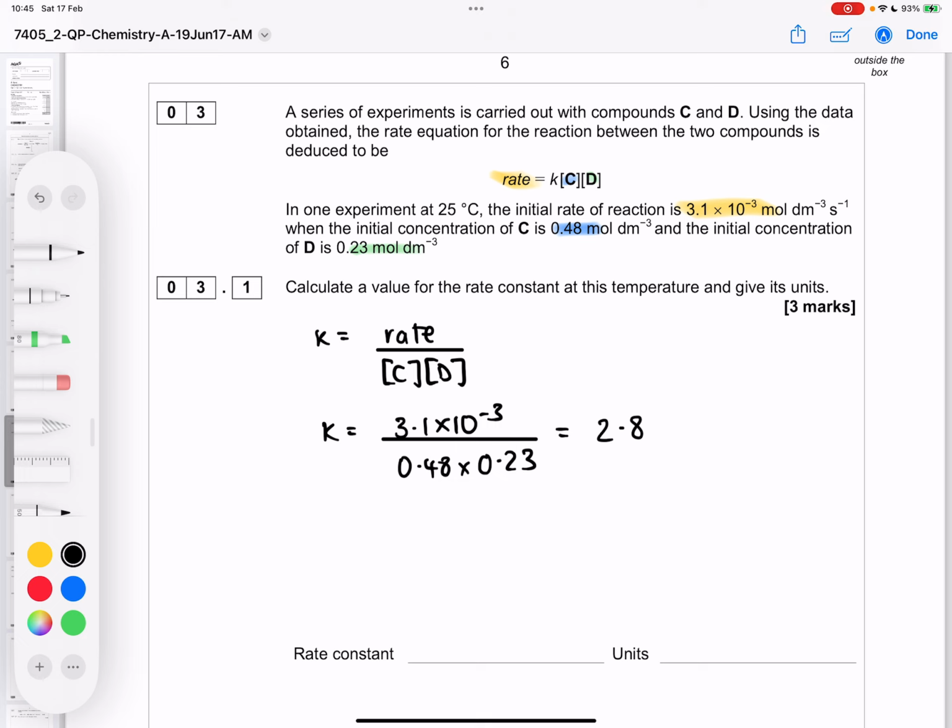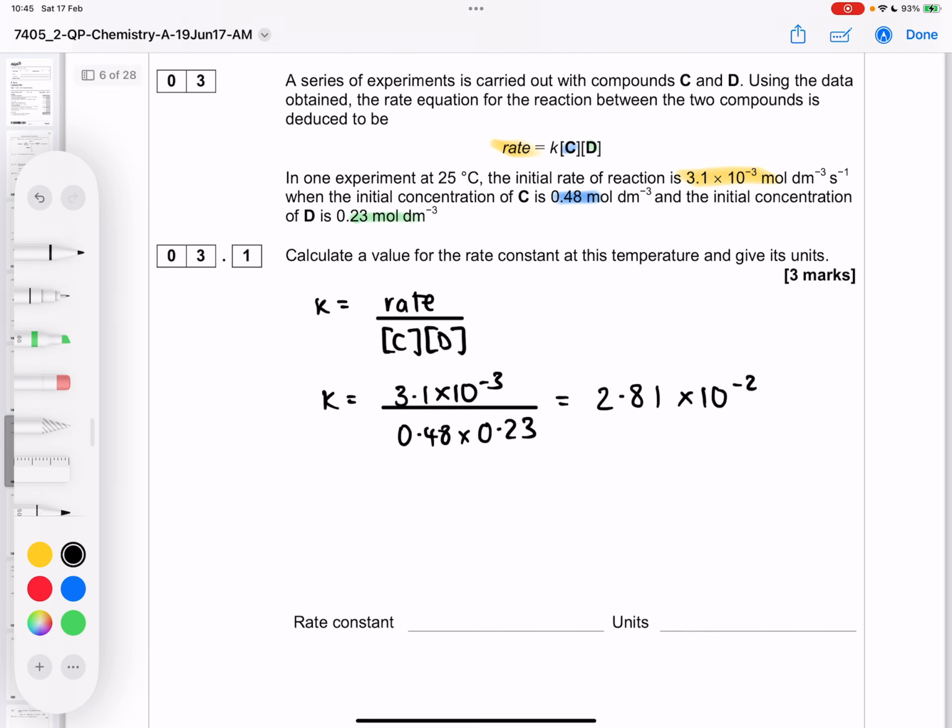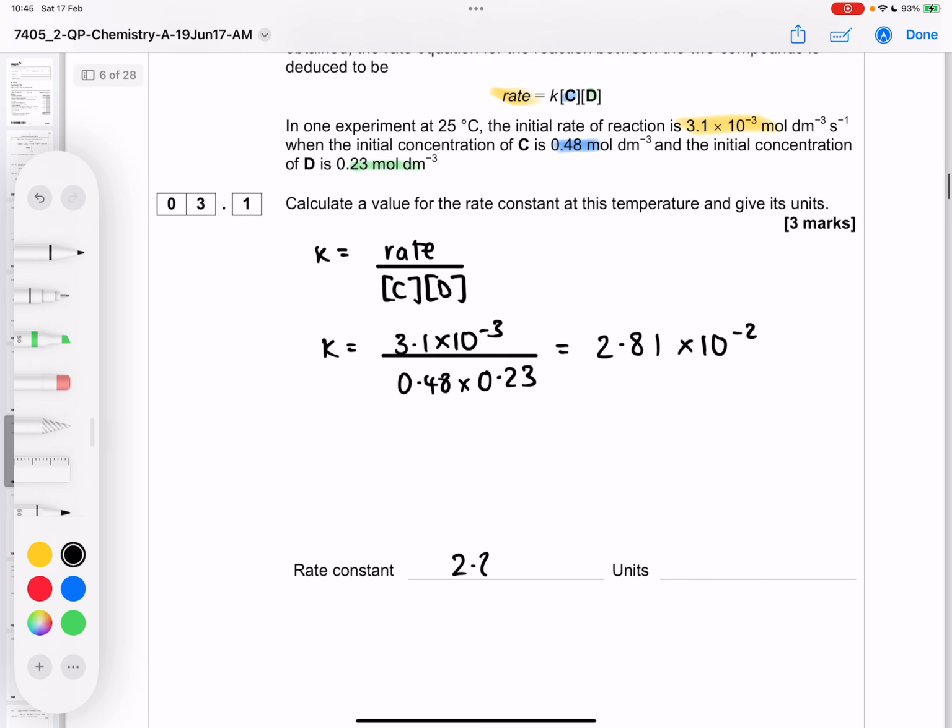times 10 to the minus 2, or 2.81 times 10 to the minus 2 if we give three significant figures. I mean, they've only given all their numbers to two significant figures, so we could just write 2.8 or 0.028 if you don't want it in standard form.